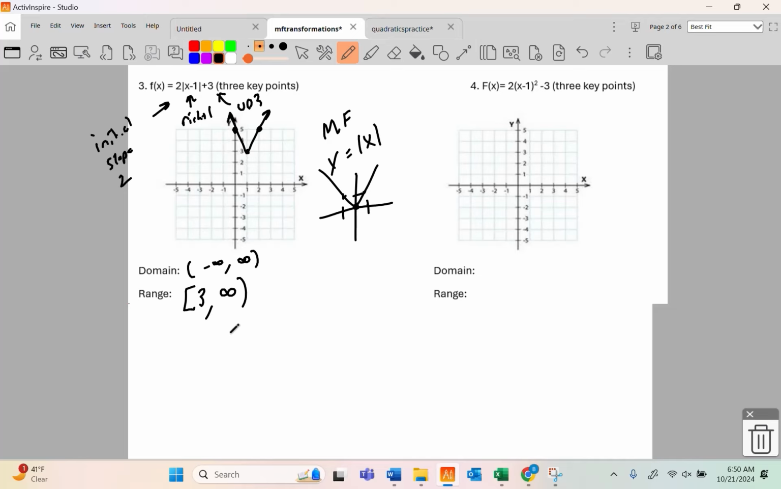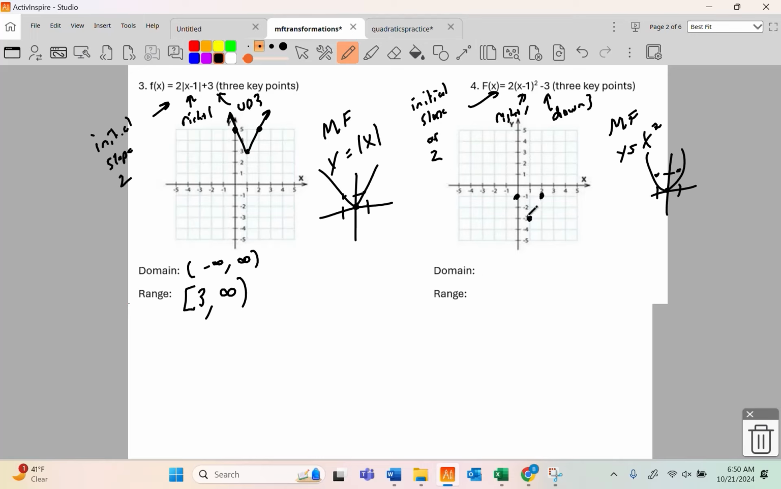Next up is a square function. The mom function is something squared, which is your parabola. So the kid obviously looks like a parabola. Talk about your transformations. You've got a down 3. You have a right 1 because we always do opposite of what's inside. And here is your initial slope of 2. So down 3 and right 1 would put me about right here. There's an initial slope of 2, rise 2, run 1 both ways, and there is your parabola.